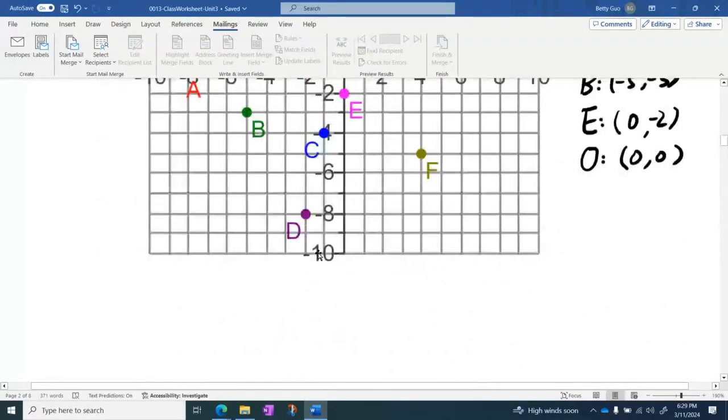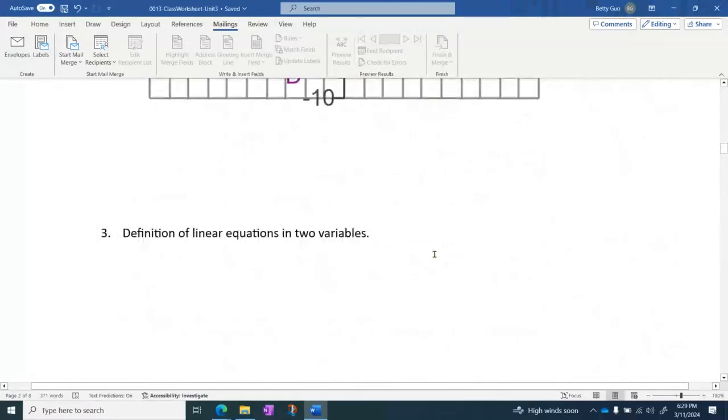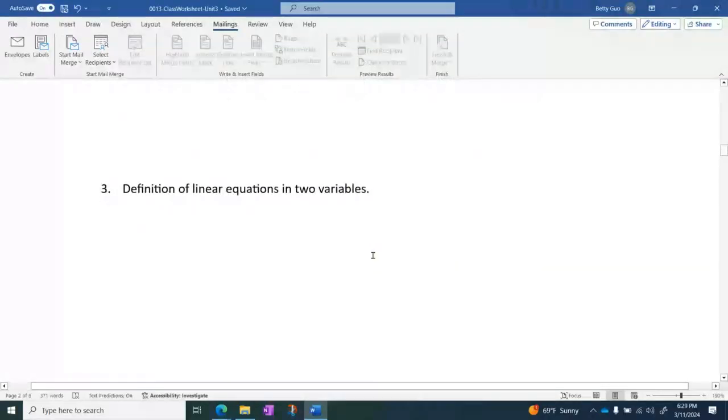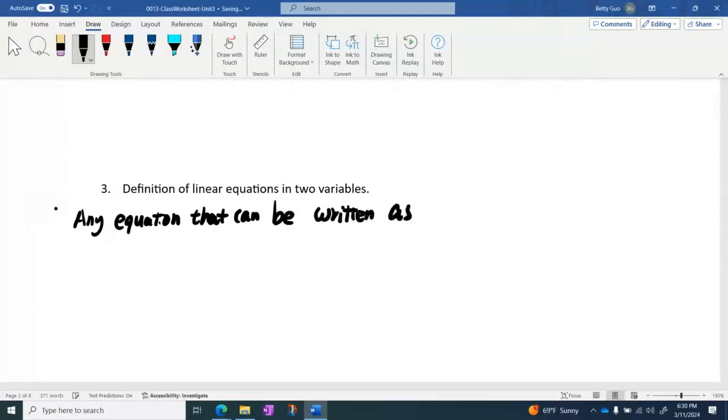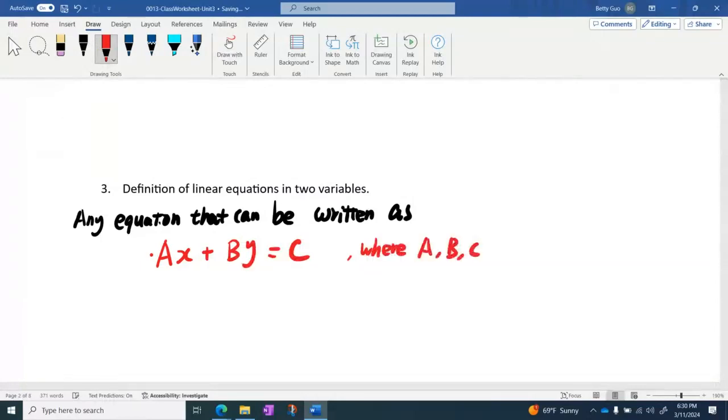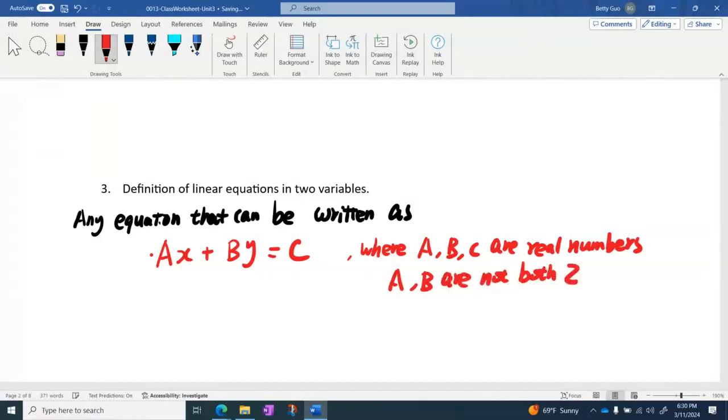After we have the rectangular coordinate system covered, we're going to study a new type of equation. It's called a linear equation in two variables. Let me give you the definition. Write down the definition in your notes. Any equation that can be written in the form ax plus by equals c, where a, b, c are real numbers and a, b are not both zero.